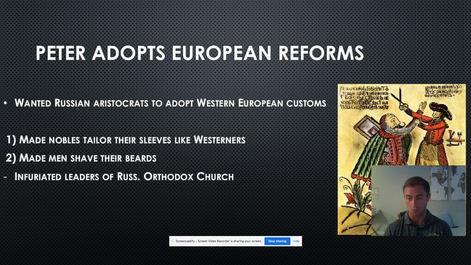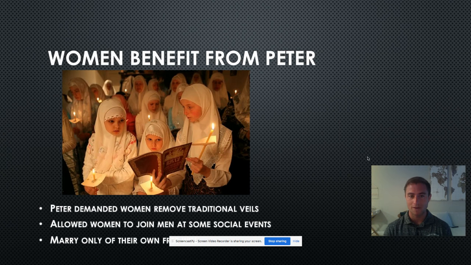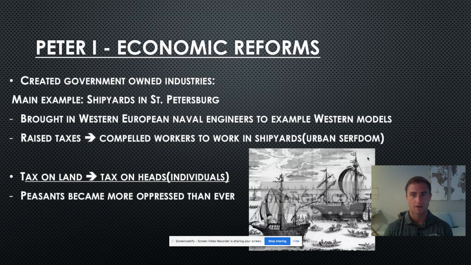Another way that he does this is with women. Women traditionally wore veils, and they were not allowed to attend social gatherings. There were also arranged marriages in Russia. Peter's going to change all of this. He says the women in Western Europe are more free. They don't wear veils. They can marry of their own free will. And so this modeling of Western Europe benefits one group specifically. It's going to benefit the women of Russia.